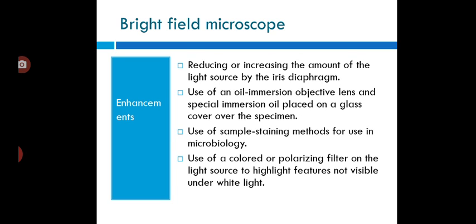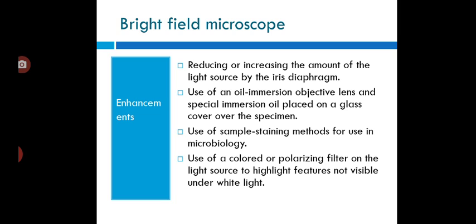Next, the enhancement of the bright field microscope includes reducing or increasing the amount of light source by the iris diaphragm. Use of an oil immersion objective lens and special immersion oil placed on a glass cover over the specimen. Immersion oil has the same refraction as glass and improves the resolution of the observed specimen.